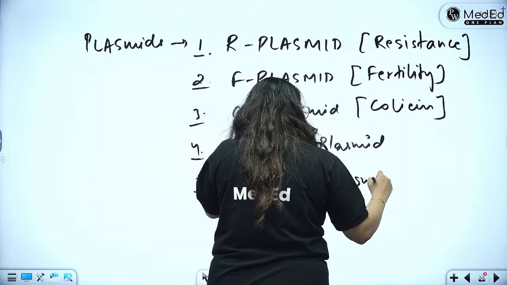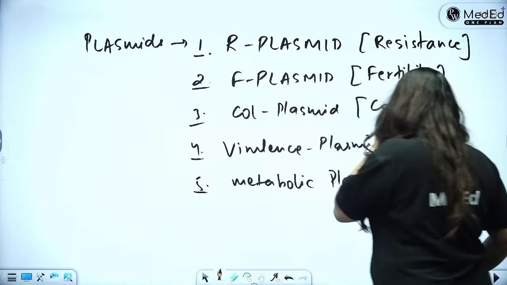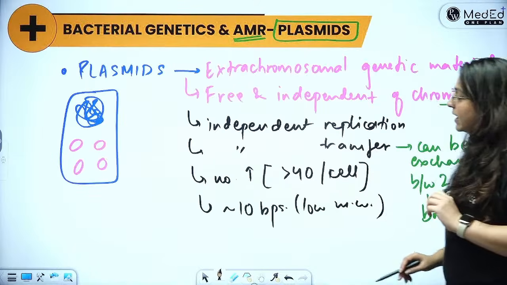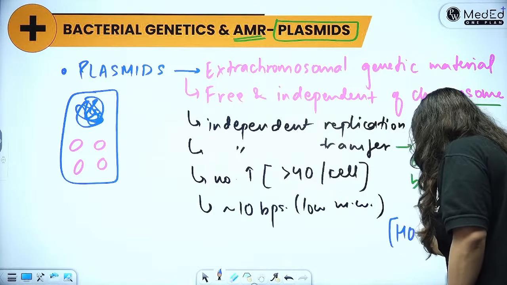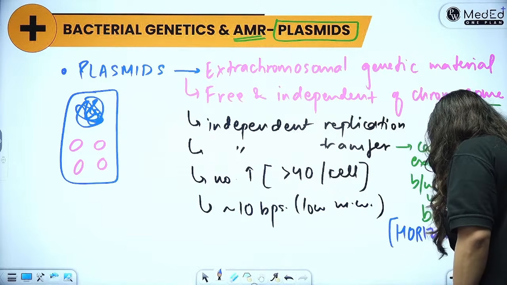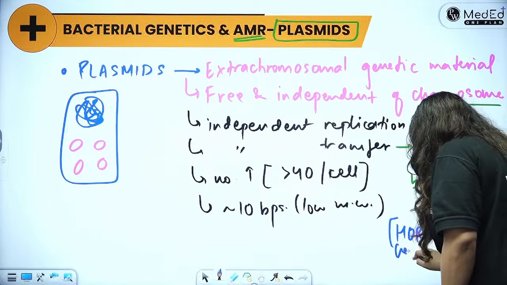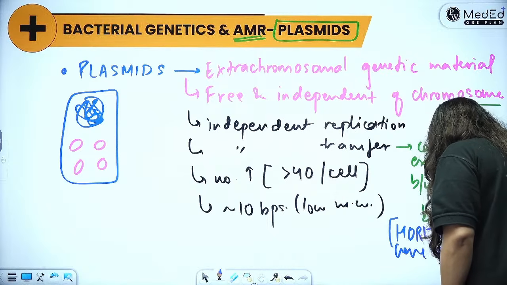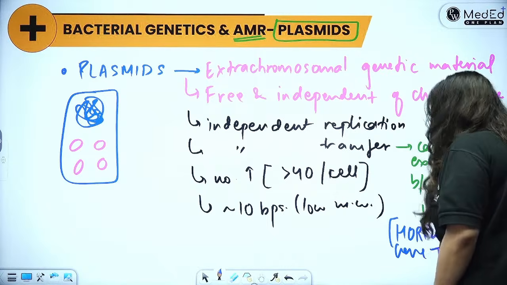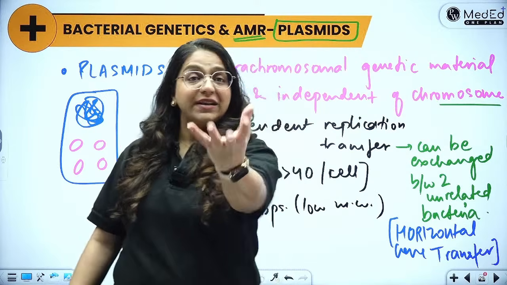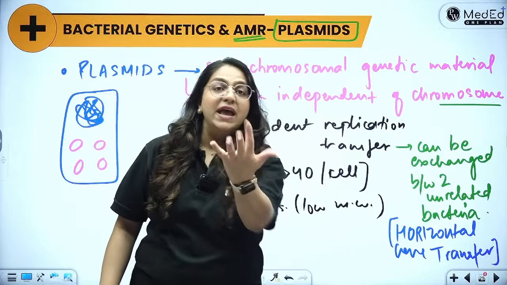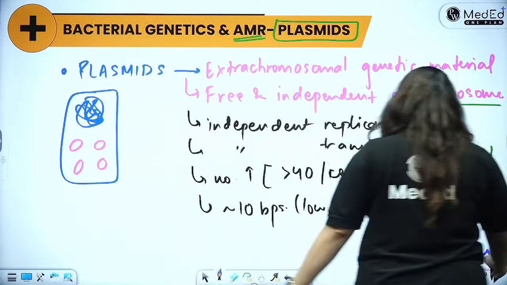So basically what is plasmid doing? This exchange between two unrelated bacteria, what is this called? This is called horizontal gene transfer. When the genes pass from mother to child, that is vertical. But you are not related to me, I am passing information to you, unrelated bacteria exchanging information. This is horizontal gene transfer.